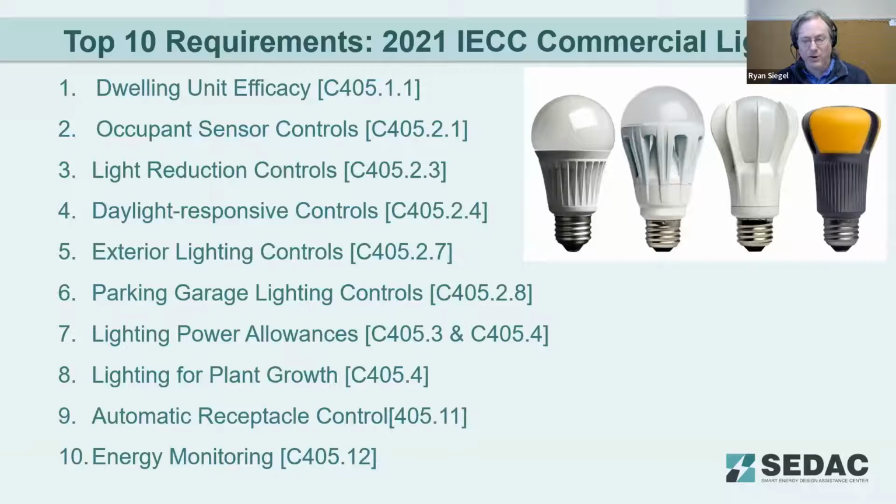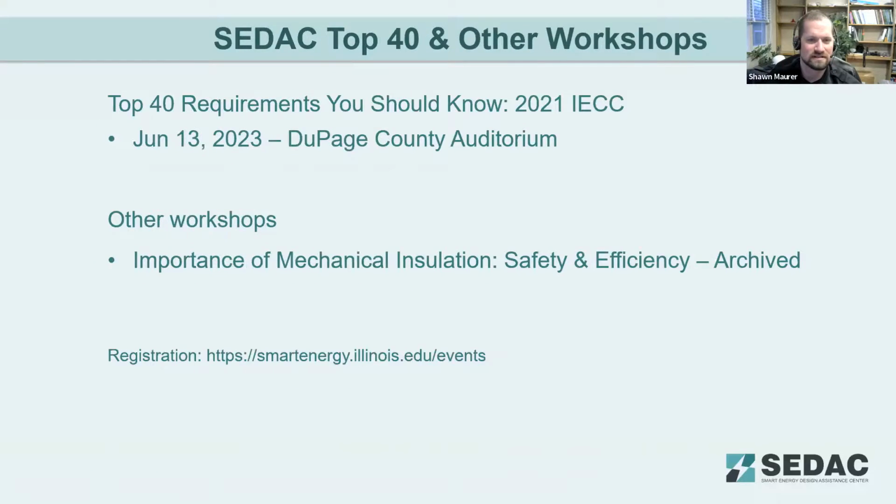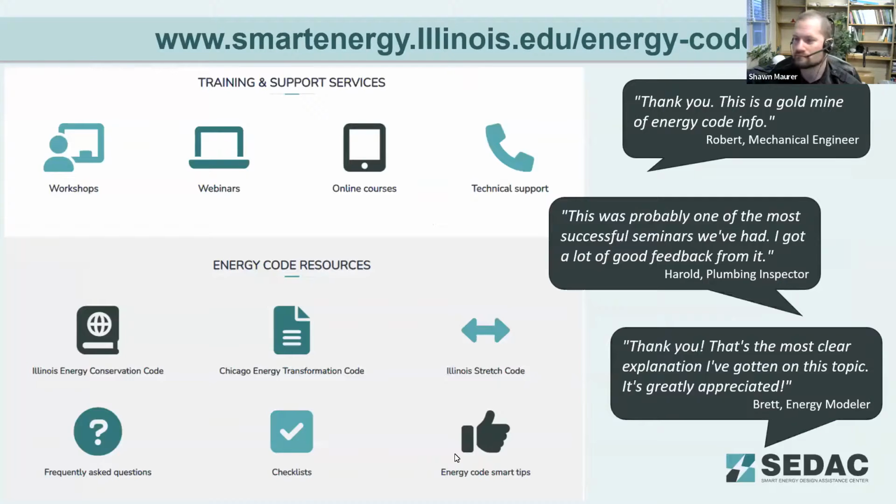So with that, I'm going to turn it over to Sean to take it away, beginning with our dwelling unit efficiency or efficacy. All right, thank you, Ryan. Before we jump into that, we did have a request to go back to our resources slide. So if you get to our energy code page on our website, one of the links is to the checklist we've developed. So you can find those checklists there.